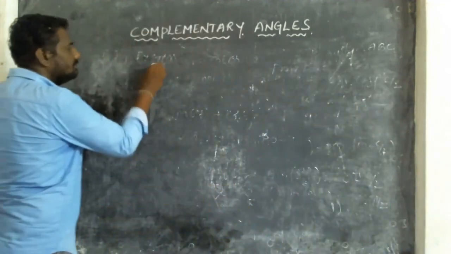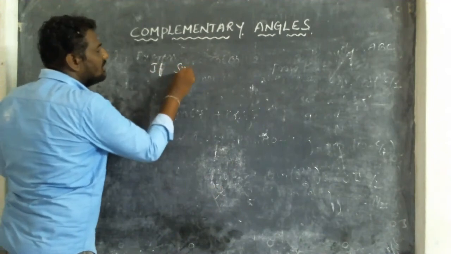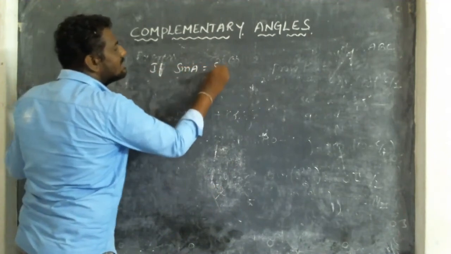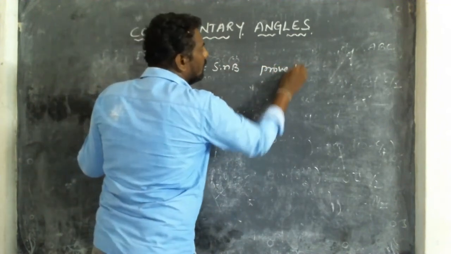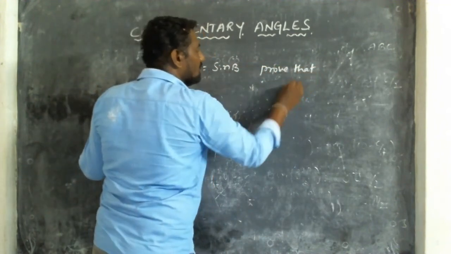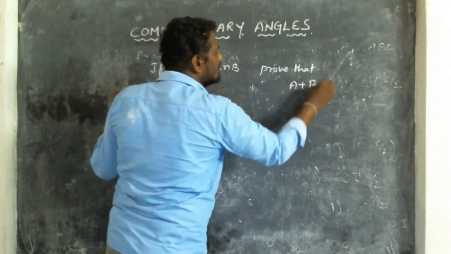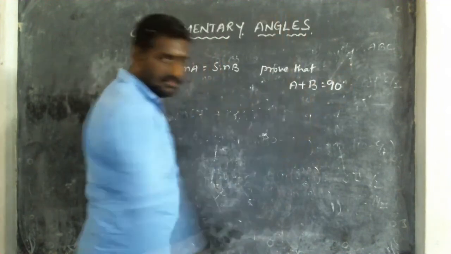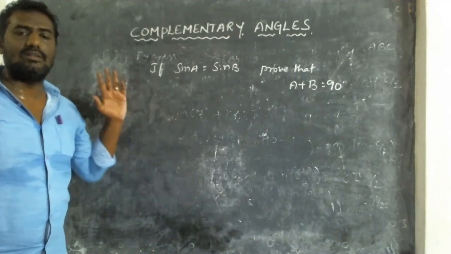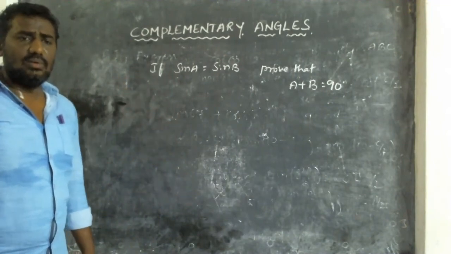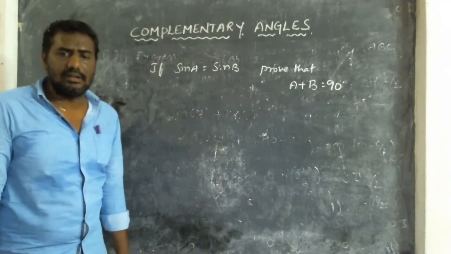If sin A equals sin B, prove that A plus B equals 90. This is the question they ask in the examination. They may ask it for 3 marks or 2 marks or 1 mark, we cannot say. Now your concentration should be only on the trigonometry.